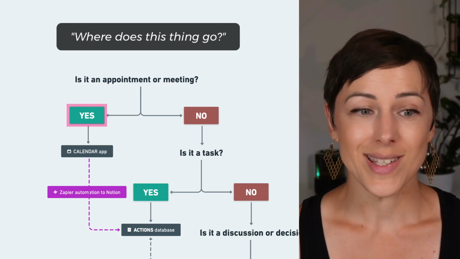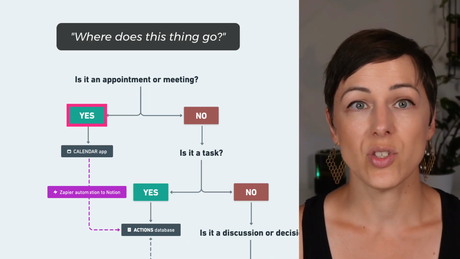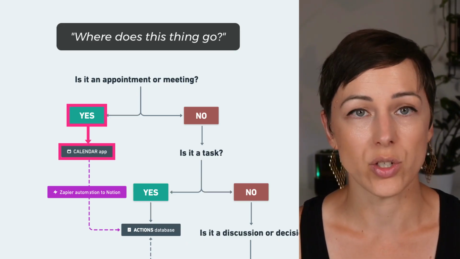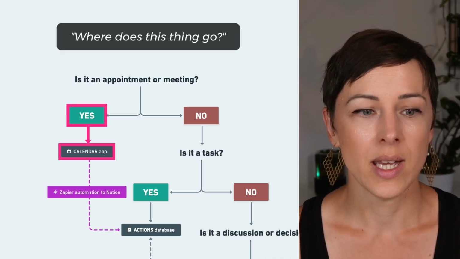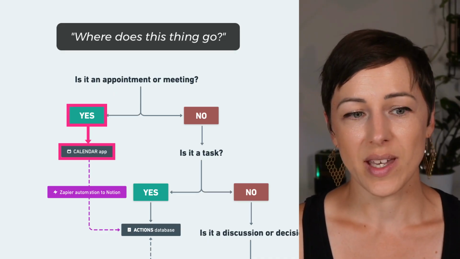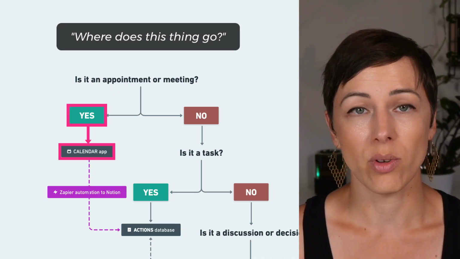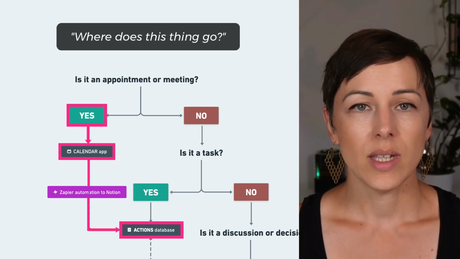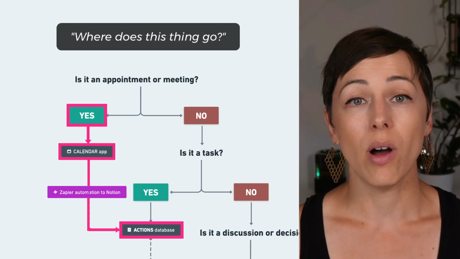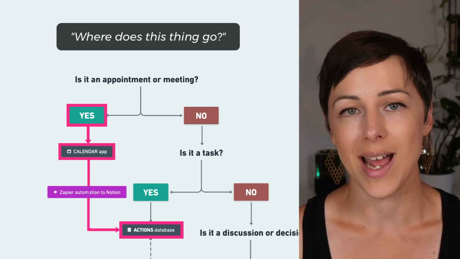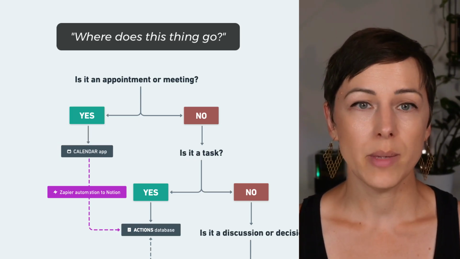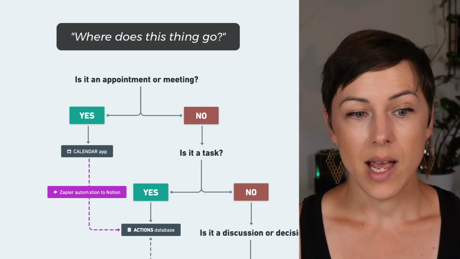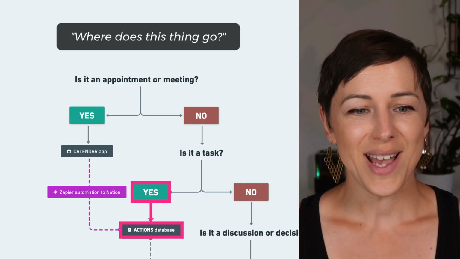If the answer is yes, in our case, this gets saved to a calendar app, Google Calendar, Cron, whatever you're using. We have a Zapier automation set up so that anything that is saved to our Google Calendar automatically gets sent into our Actions database. Inside of our Actions database, we keep all time-based events and tasks. If it's not an appointment or a meeting, we ask, is it a task? If yes, it goes into the Actions database.